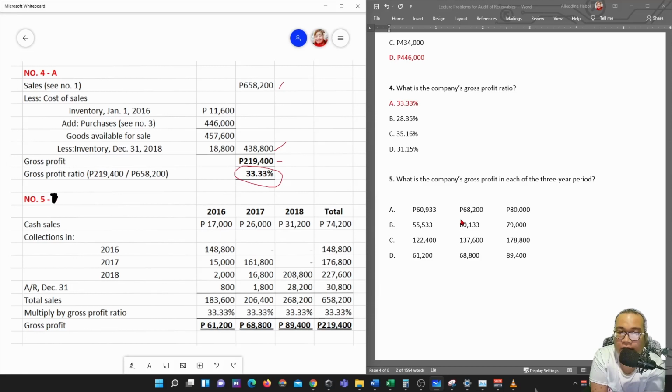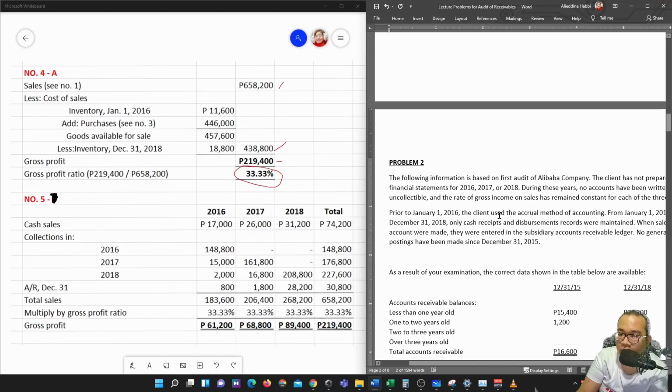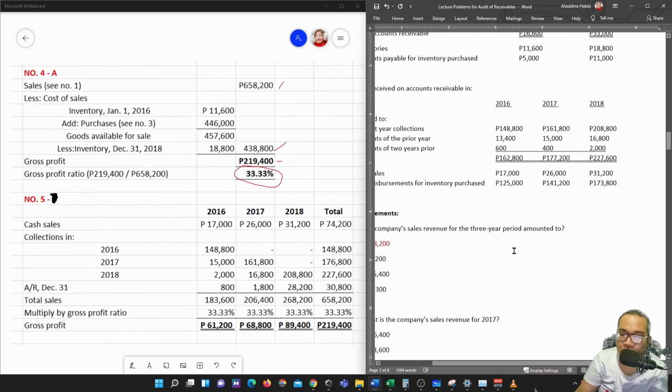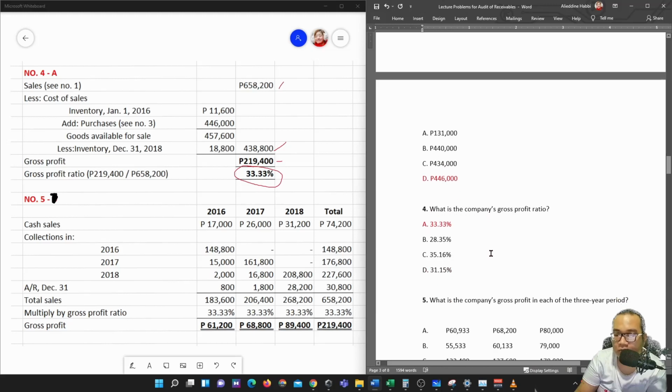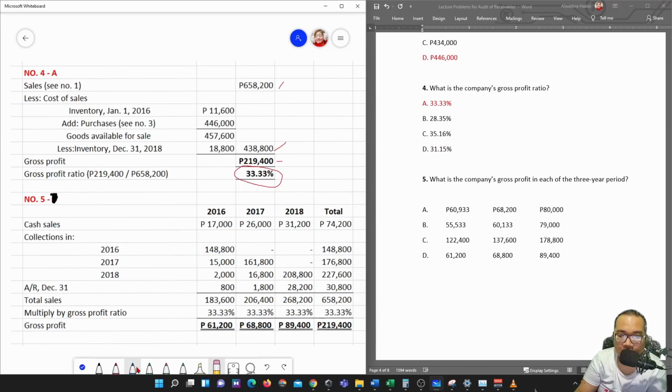Since meron ka ng gross profit ratio, hanapin mo lang yung sales revenue nila. Tapos i-multiply mo doon yung gross profit ratio. Kasi nga, anong sabi? The rate on gross income on sales has remained constant for each of the 3 years. O yun, hanapin mo lang yung sales, multiply mo yung gross profit ratio, meron ka ng gross profit. So 2016, 2017, 2018.